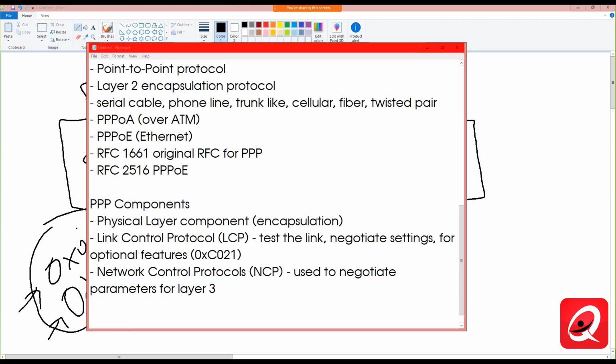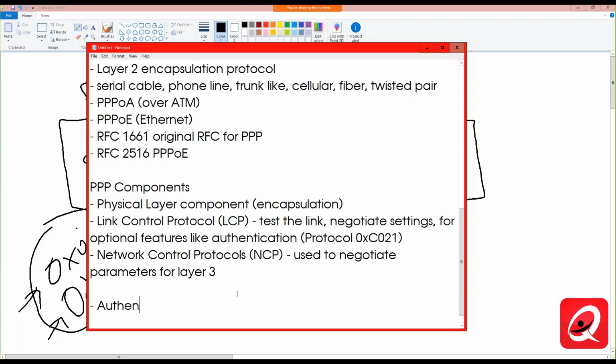Basically it's used to create this connection. Now, if we want to add authentication to this process, there are a couple of different authentication parameters that are also part of the LCP negotiation. Okay, so actually I will add that as well: optional features like authentication. And let's put this as protocol hex C021.